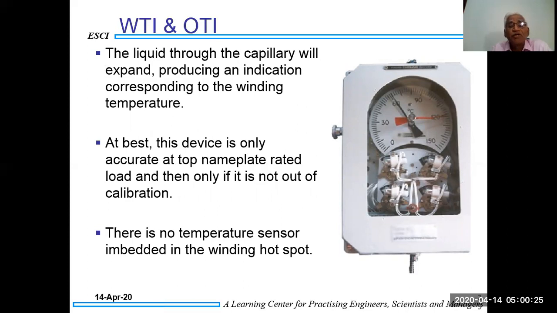At best, the device is only accurate at the nameplate rated load, and then only if it is not out of calibration. There is no temperature sensor embedded in the winding hotspots, but it will be coming in future that a temperature sensor is being provided inside the winding itself.